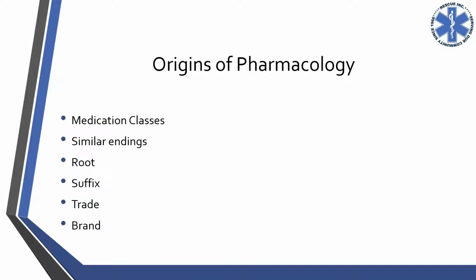So kind of the origins, drugs are broken up into classes, and a lot of these classes have similar endings. For example, beta blockers, calcium channel blockers, they're all structured in a very similar way and have similar effects. There's your root word that we can use to figure things out. And then we also have prefixes, suffixes, as well as trade names and brand names. So an example of a brand name would be Bayer. The trade name is aspirin. And then we also have suffixes, which is the ending piece. And we're going to get into that in a little bit as well.